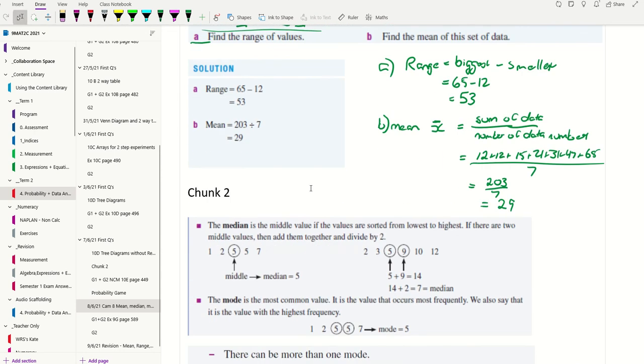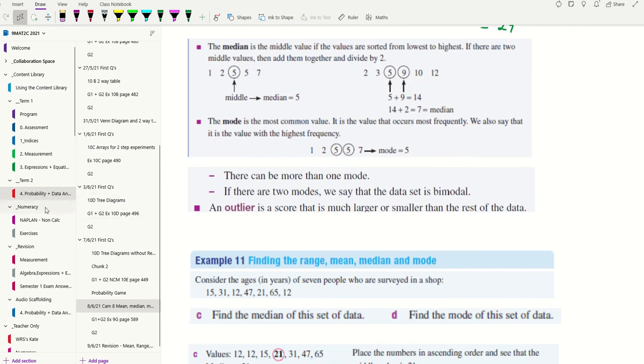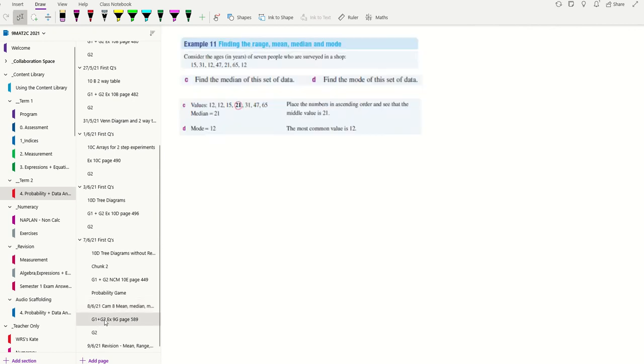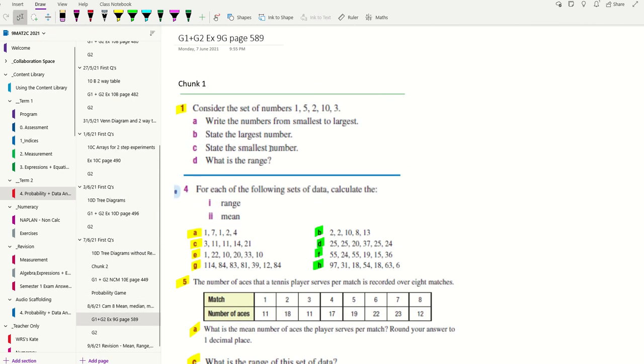Okay, so let's have a quick look at our chunk 1 problems. So we come across to G1 and 2. It's asked us for these questions. So in this first one, these are the questions you're going to do. We've got this set of numbers here. It's asked you to write them from smallest to biggest. So just rewrite that list from the smallest to the biggest.